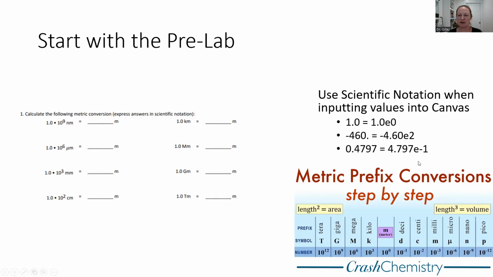We can also do negative exponents with the system where we replace the times 10 to the with an e. For example, if your answer was 0.4797, you would move this decimal to the right and we would be at 4.797 e to the negative 1. So that's how you would input it into Canvas to make sure you're getting the correct answer.